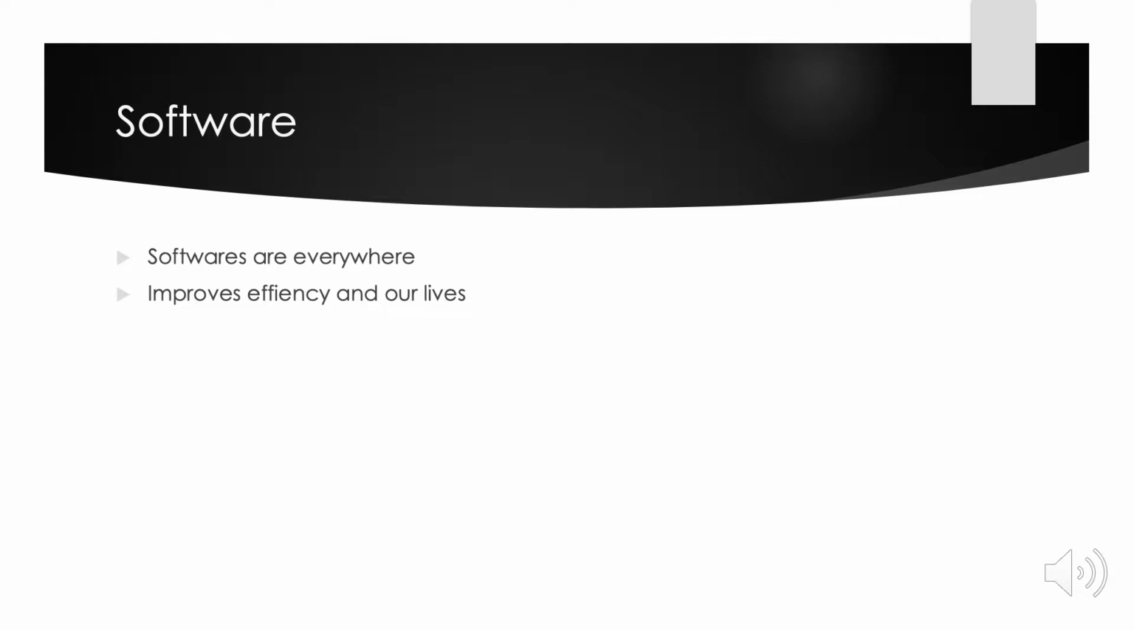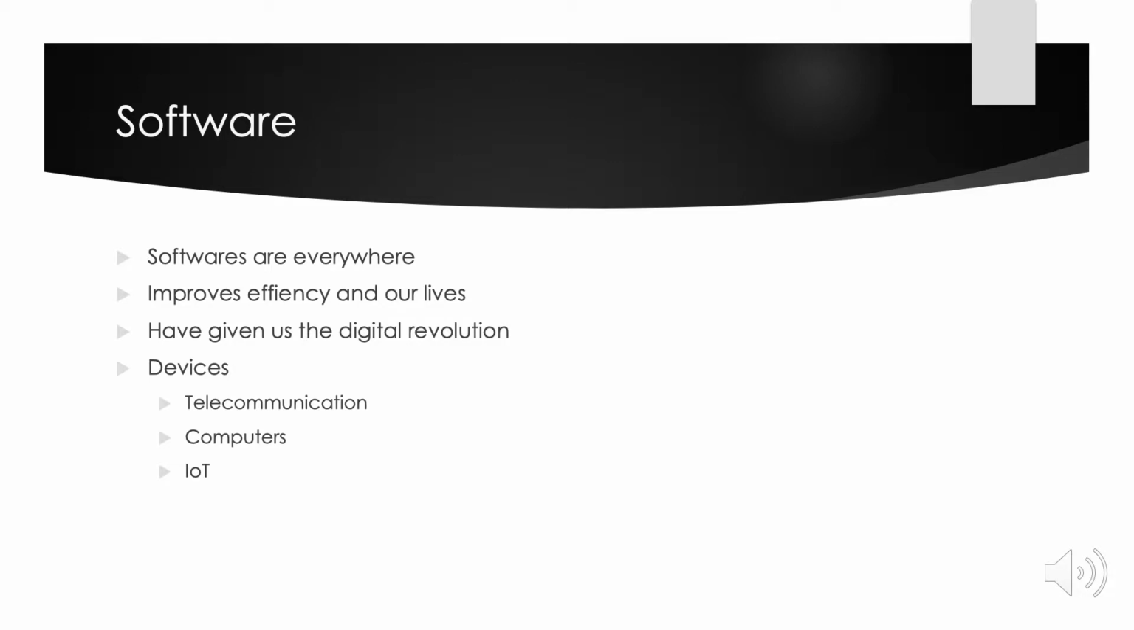efficiency in our lives and also in work life, and also brings everything together, so you don't have to wait for the information, just gather it up from the software, or you can add it in the software. You can do basically whatever you want in the software. You just have to say it and make the software. And software has given us the digital revolution, and devices that can use software are basically anything that has some smart chips inside it, but basically telecommunication, computers, Internet of Things.